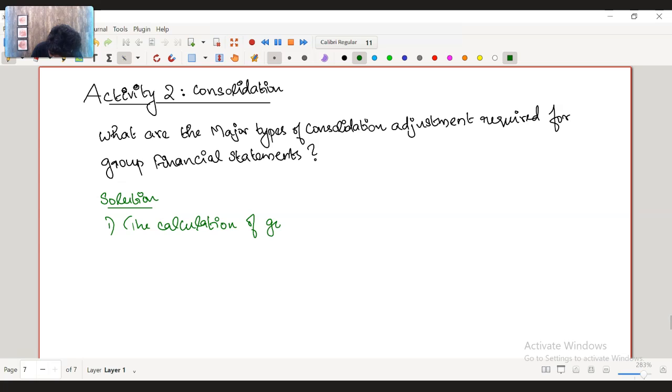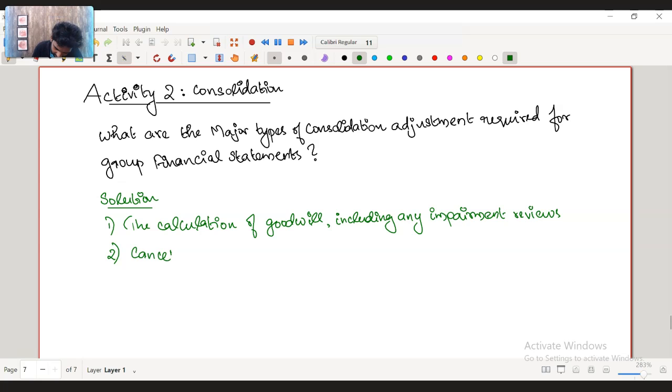So the first one is the calculation of goodwill, including any impairment reviews, etc. Right? The second one is cancellation of intra-group transactions and balances.